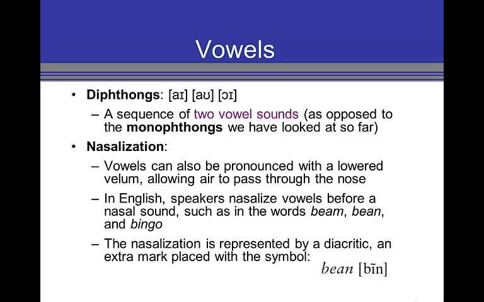Nasalization refers to the lowering of the velum during the production of the vowel, allowing air to pass through the nasal cavity. In English, speakers will regularly nasalize vowels before a nasal consonant like m, n, or eng in preparation for the velum lowering that is required for the nasal consonant. So try saying the words beam, bean, or bingo very slowly, and see if you can hear the nasalization in the vowels preceding the nasal consonants.